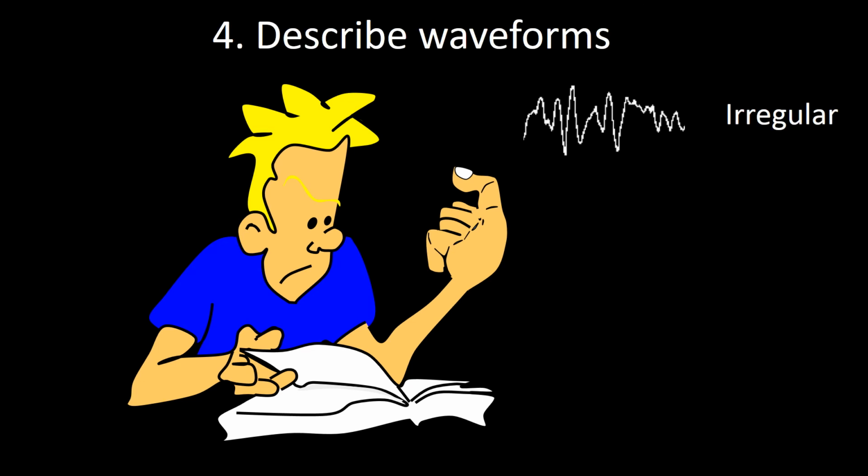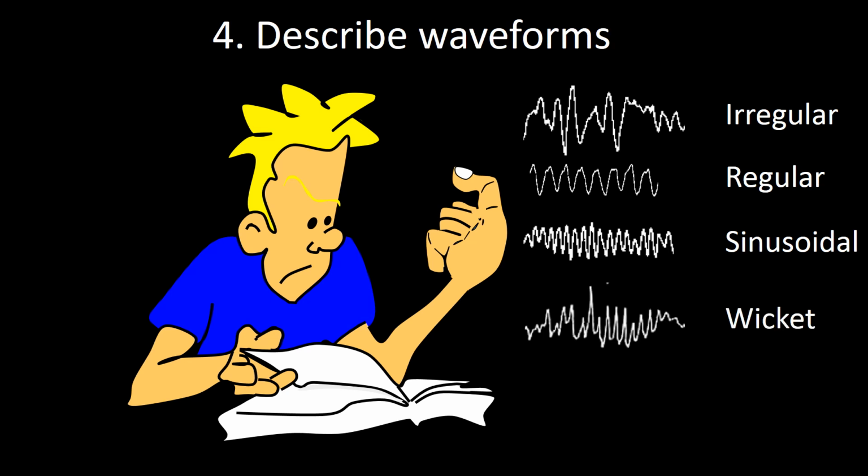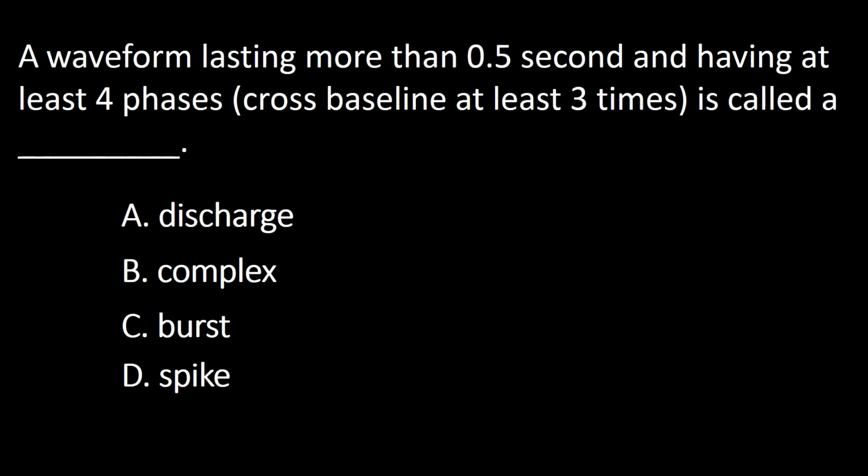Waveforms can also be classified according to their structure within a rhythm as irregular or regular. Regular waves can be identified as sinusoidal, wicket, or spindle-like according to their formation. So the answer to this question is C.